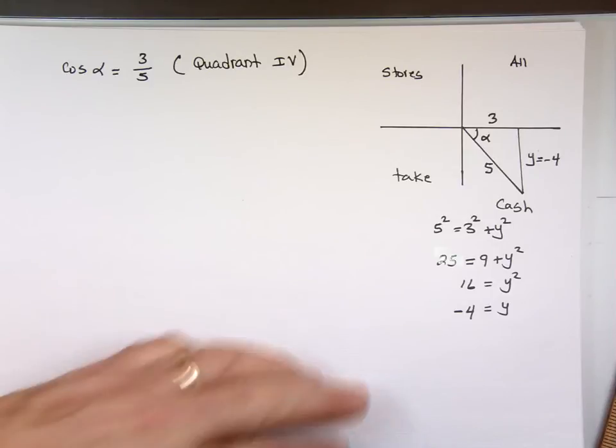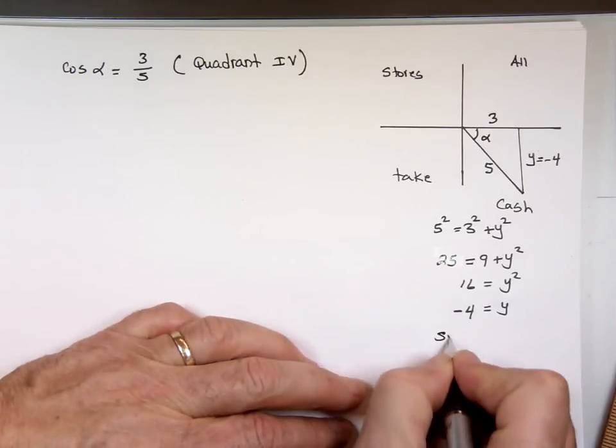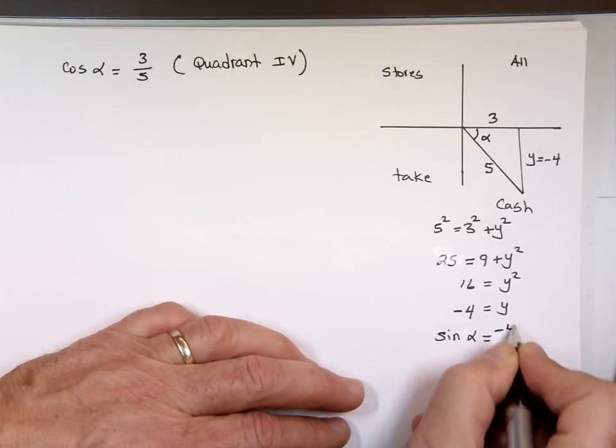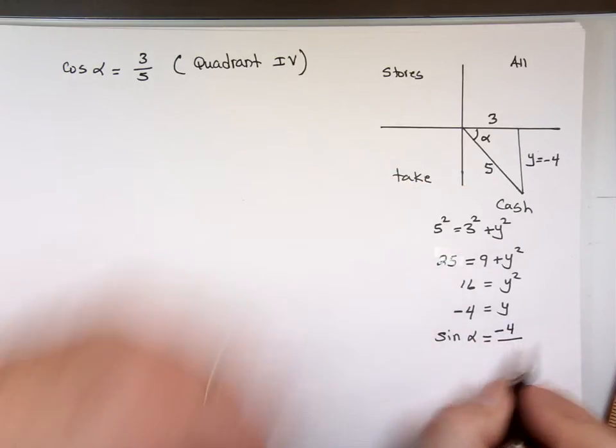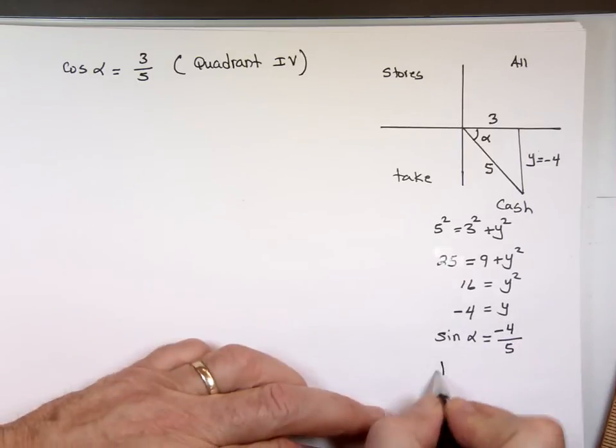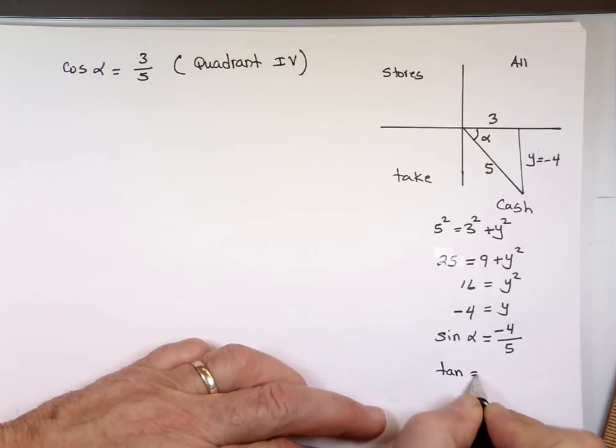So now I know my sine here is going to be the opposite, which is negative 4 over 5, the hypotenuse. And the tangent is going to be the opposite over the adjacent.